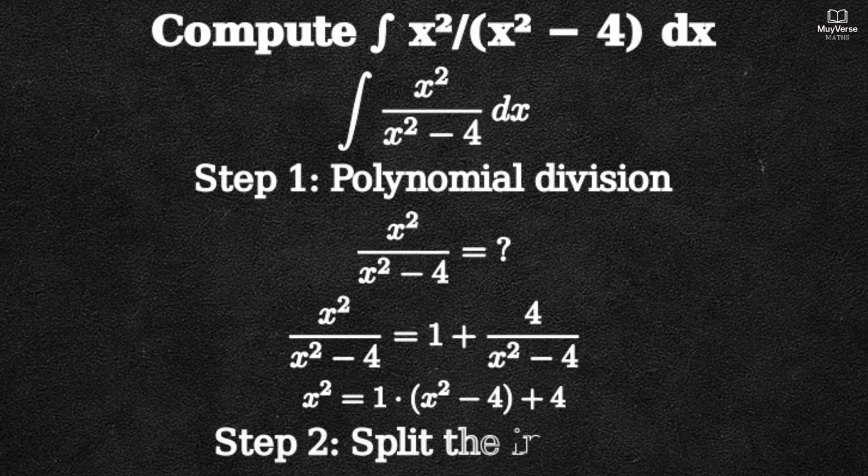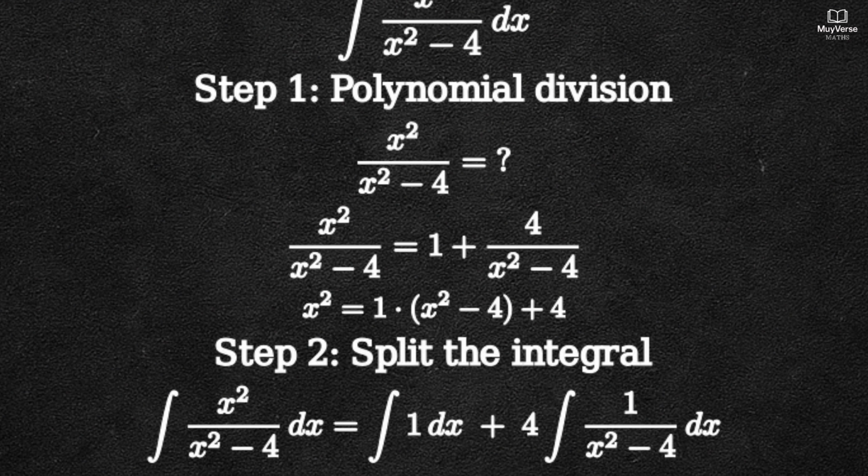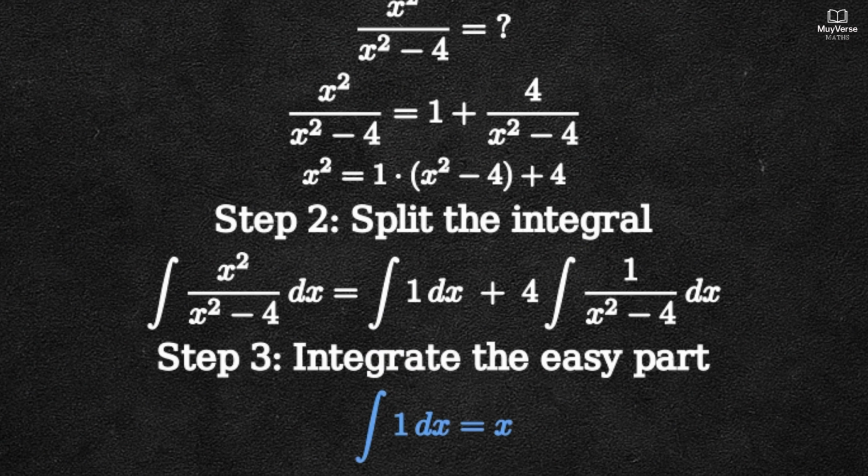Step 2. Split the integral. The integral becomes the integral of 1 with respect to x plus 4 times the integral of 1 over x squared minus 4. Step 3. Integrate the easy part. The integral of 1 with respect to x is simply x. We will carry the remaining piece for later.